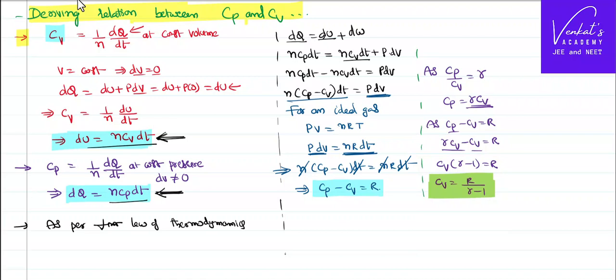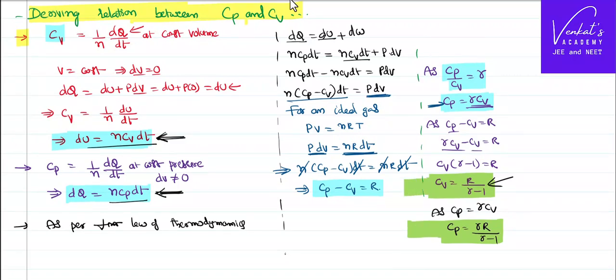And I can also further write Cp from this relation. Basing on the definition of Cp by Cv is gamma, I can write Cp equal to gamma Cv. So Cp equal to gamma into Cv, and we have already derived Cv equal to R by gamma minus 1. Thus we can express Cp and Cv in different formats also as shown here, and we can derive a relation between Cp and Cv basing on the very definition of Cv and Cp.